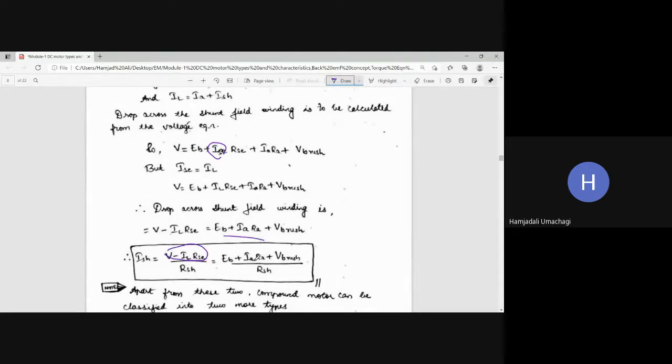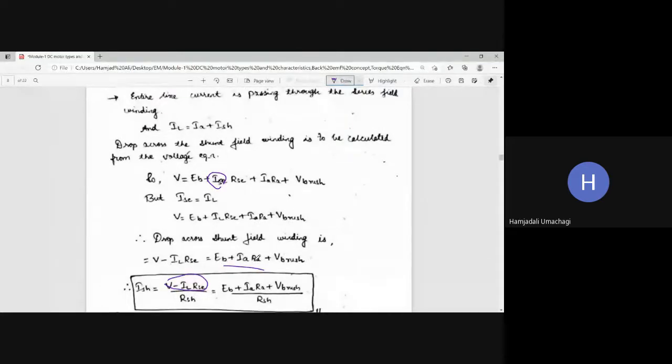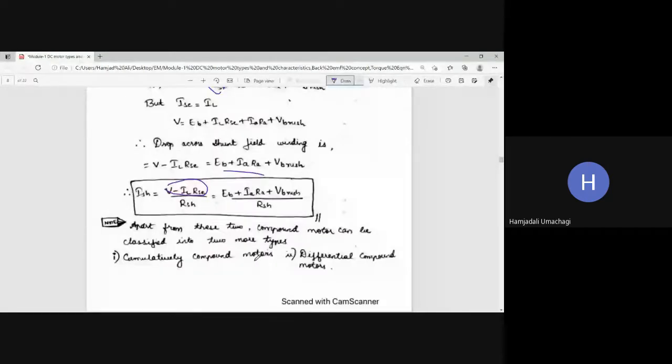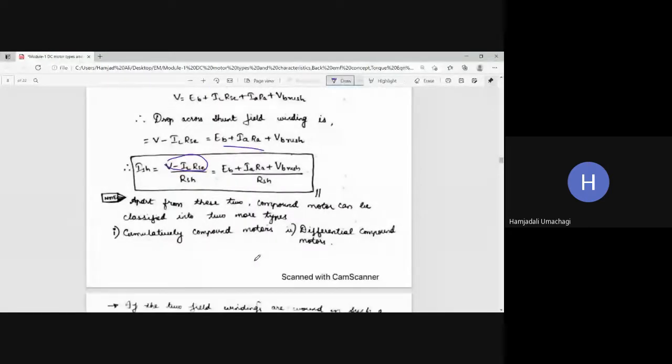So all these are the important voltage and current equations, followed by the circuit diagram, everything. All these things you should write if the question is asked for different types of DC motors.